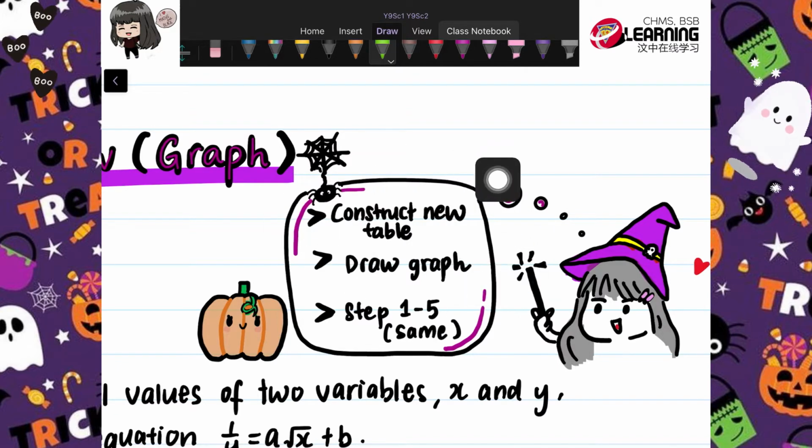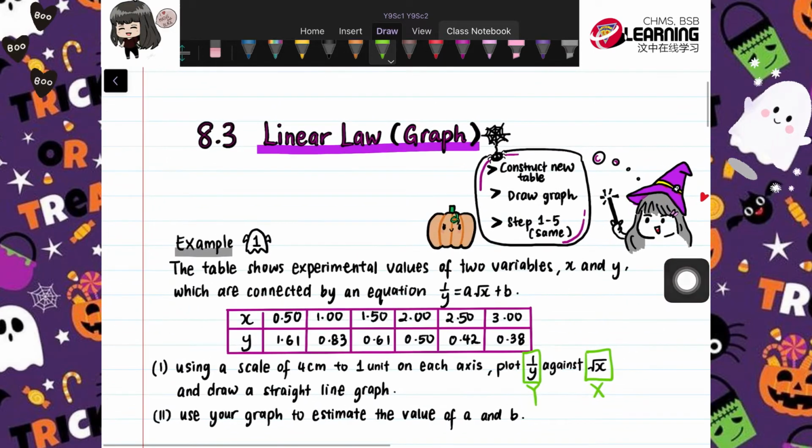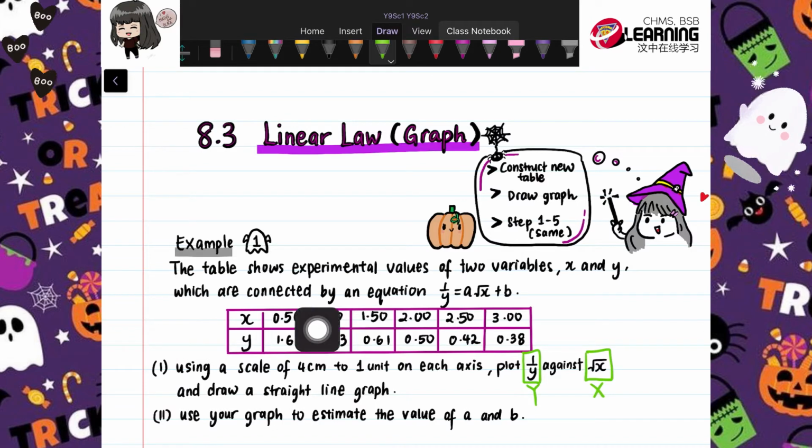You don't draw the graph first. Without the new table, you don't have any graph for you to draw. If you draw the graph using the table here, you will get a non-linear graph, which means it's not a straight line graph. So you construct the new table first. Okay, first of all, how are you going to construct the new table?